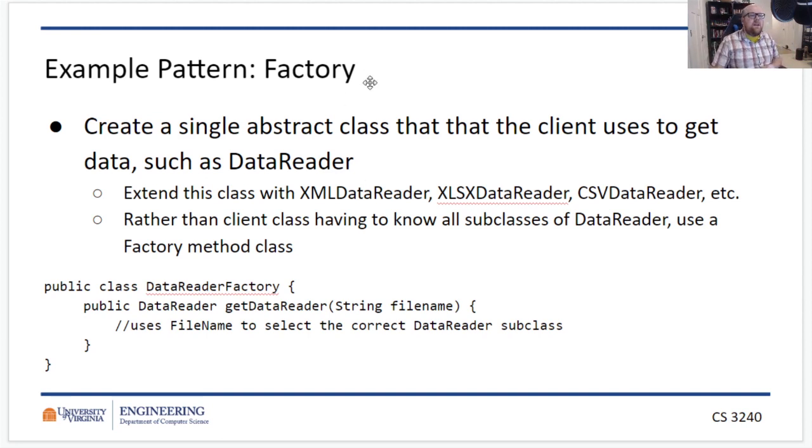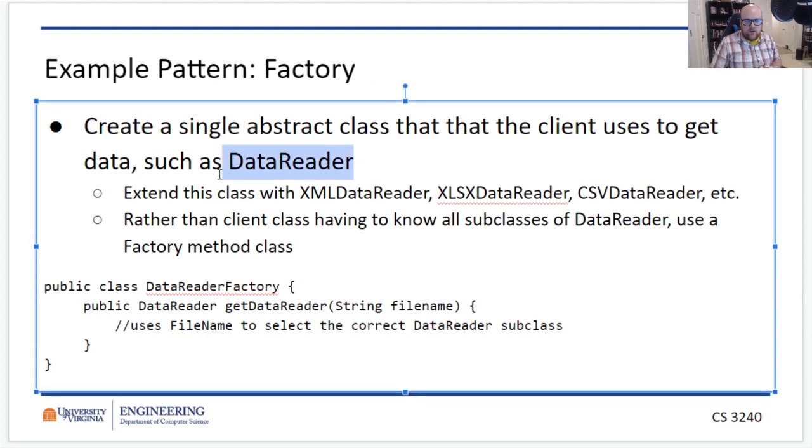We can define that in the abstract, define an abstract class data reader, and then we can have several concrete implementations like XML data reader, XLSX data reader, CSV reader, JSON data reader, etc.